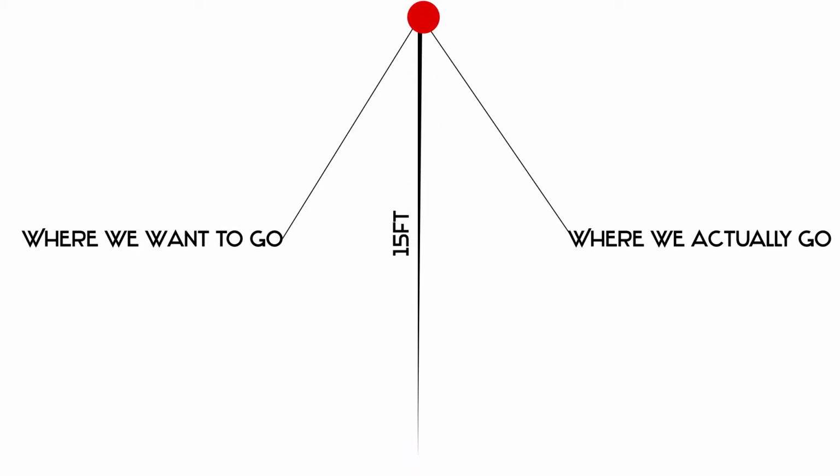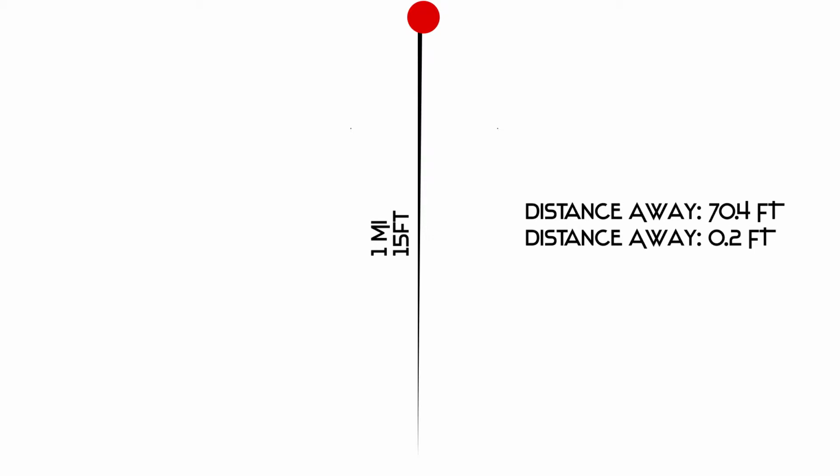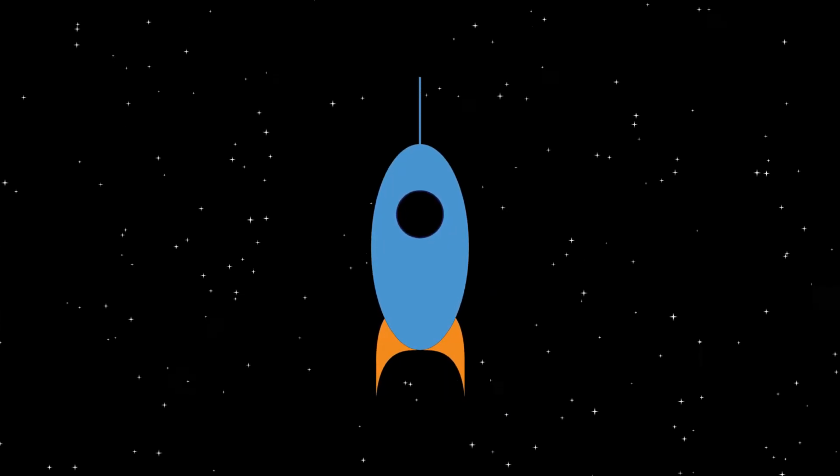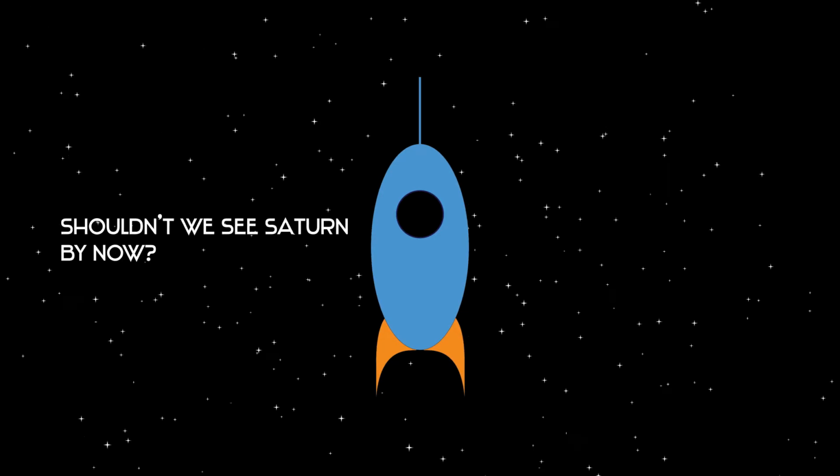If we walk 15 feet, that's not too big of an issue, and we end up 0.2 feet away from where we actually wanted to go. If we walk a mile, that will put us 70.4 feet away from our intended destination. That's a lot further away. Sending someone into space or launching a long-distance probe can have much larger consequences with even smaller mistakes.